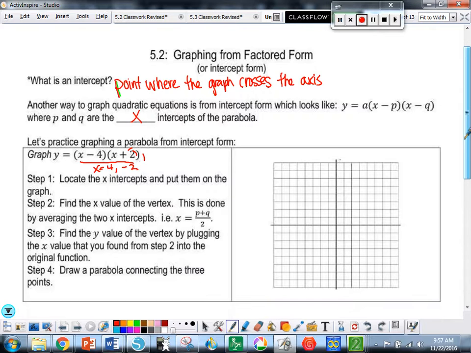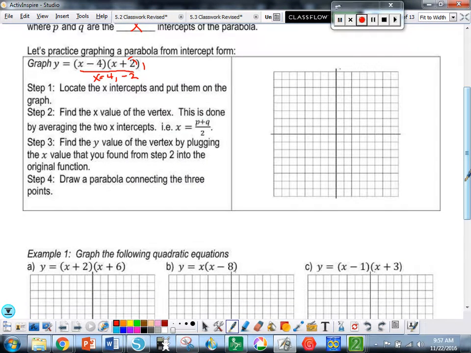Now if you don't remember what to do, this is a lot less guided than the previous page. If you don't know what to do, here's steps 1 through 4. It tells you what to do. So step 1, locate the x-intercepts. The x-intercepts happen when you take the opposite of those two numbers, like we did right here. Then you graph them. So at 4, at -2.